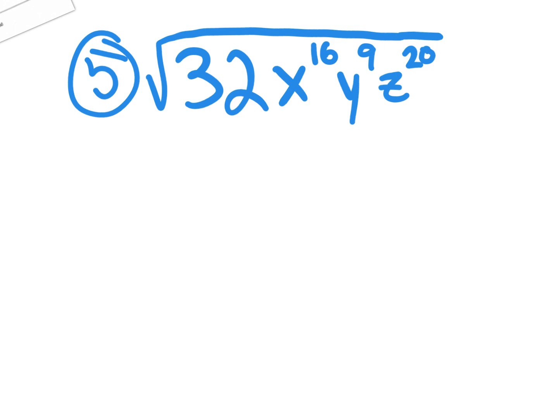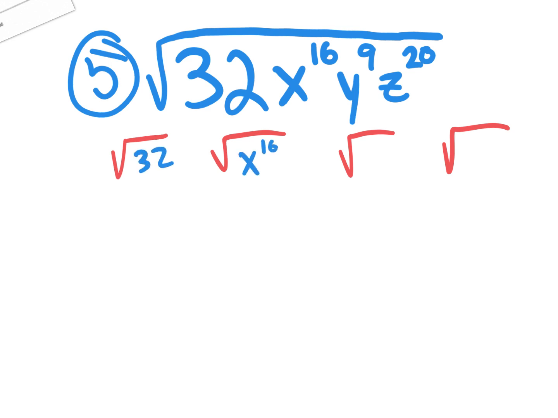So first thing to do is to split that root to each of those terms. Instead of the square root of that whole thing, I want to have the square root of 32. I want to have the square root of x to the 16th, the square root of y to the 9th, and the square root of z to the 20th. So we have the square root of 32, x to the 16th, y to the 9th, and z to the 20th. Now let me ask you this.